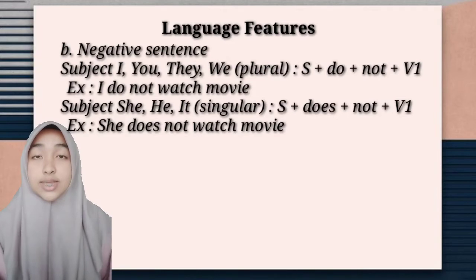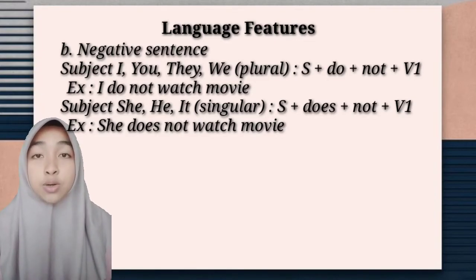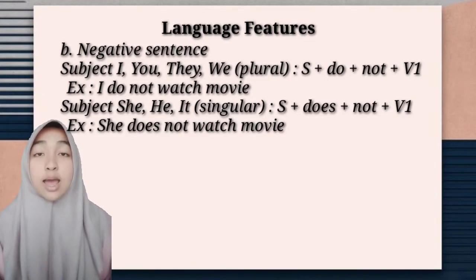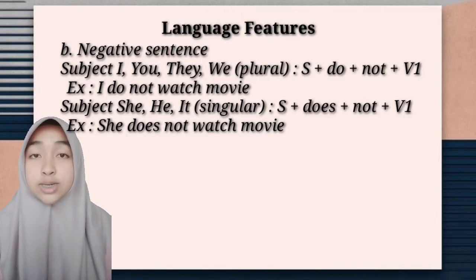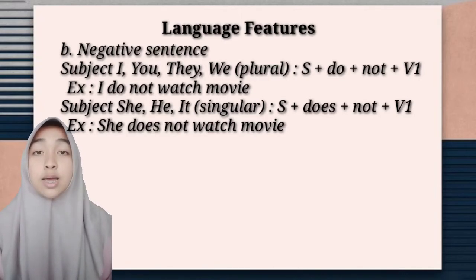B. Negative sentence. For subject I, you, they, we, or a plural subject, we will use subject plus do plus not plus verb 1. The example is I do not watch movie. For subject she, he, it, or a singular subject, we will use subject plus does plus not plus verb 1. The example is she does not watch movie.